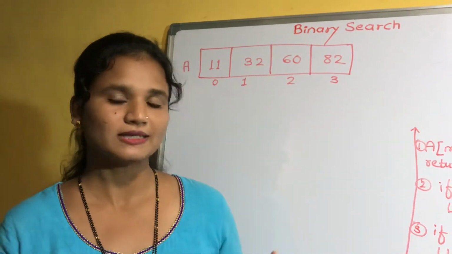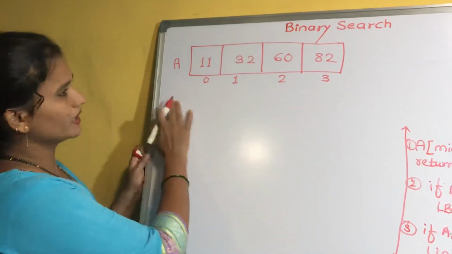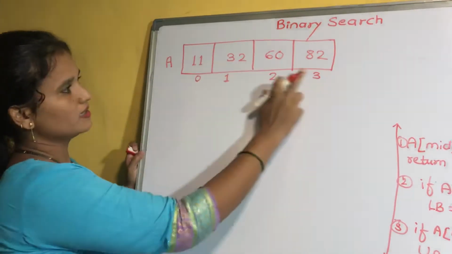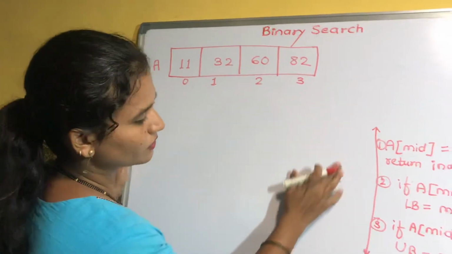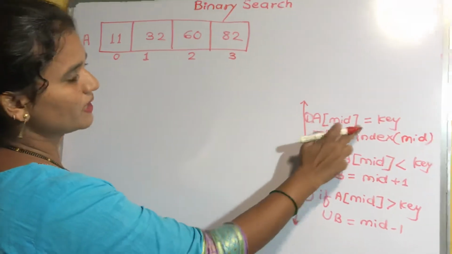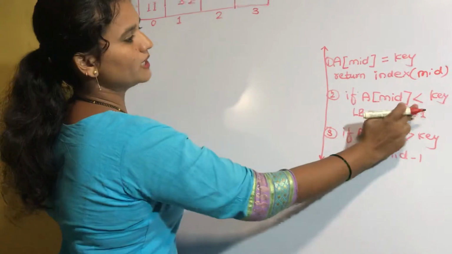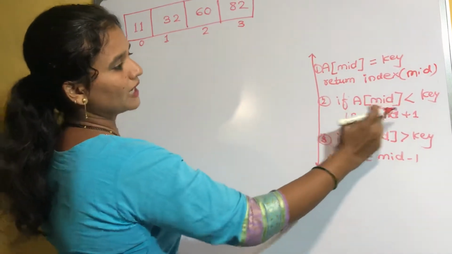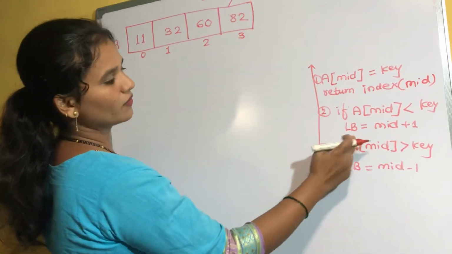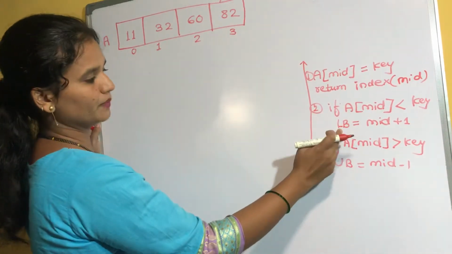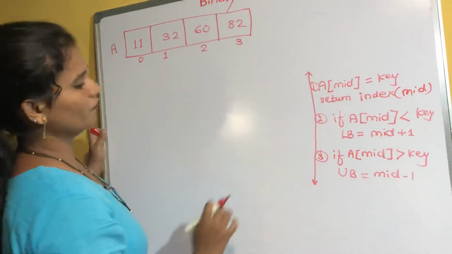We are going to see it again with another example. See, I have taken one array here. This array is sorted already, isn't it? And in the previous video we have seen three cases. First, if A of mid equals key, return the index, that is the mid value. If A of mid is less than key, then we use this formula and assign that value to LB. Then if A of mid is greater than key, we update the value of UB.